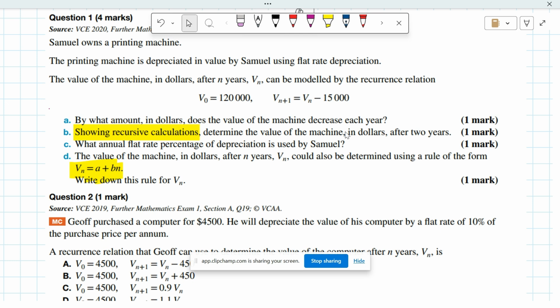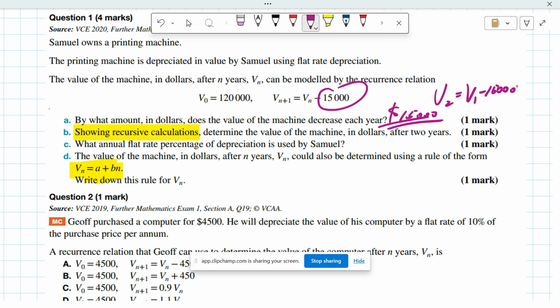So what we do is we have V1 equal to V0 minus 15,000. This is an amount of dollars, and it is decreasing each year, so basically $15,000 each year. Showing the recurrence calculation, what is the machine's value after 2 years? You just need to find V2 equals V1 minus the $15,000.